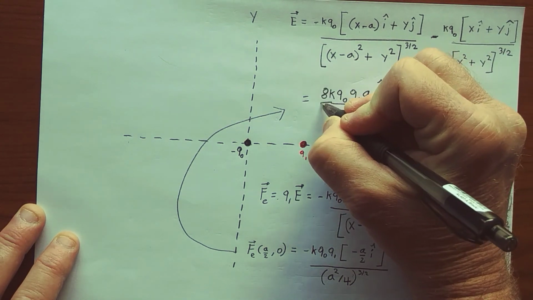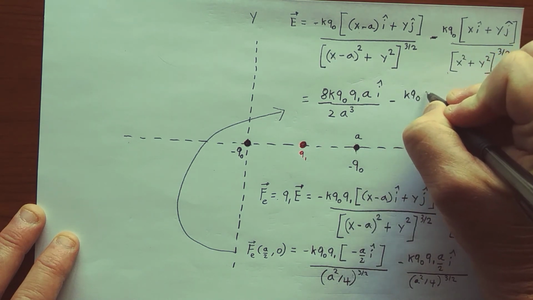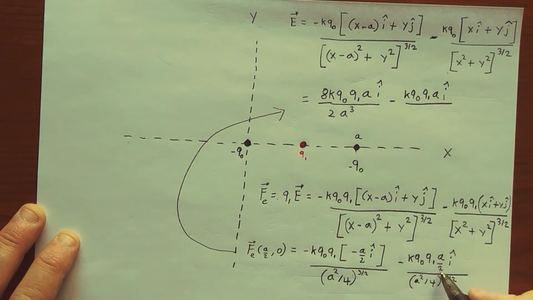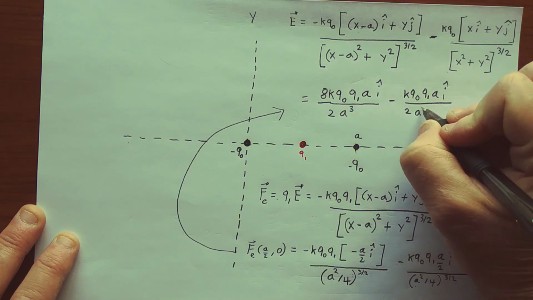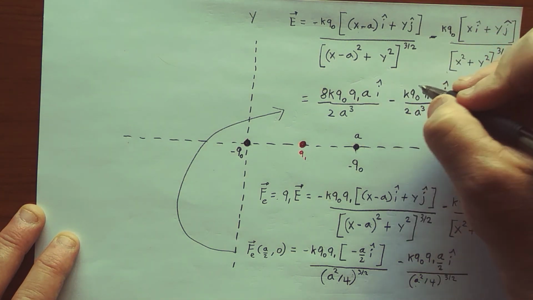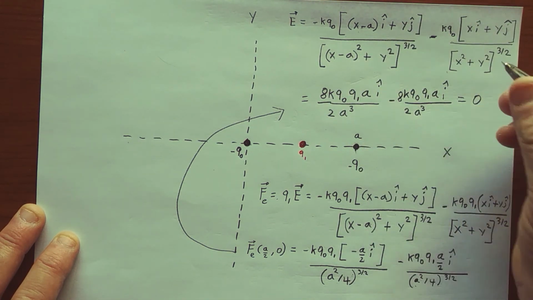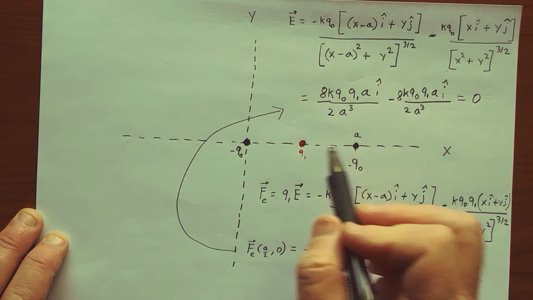And I can simplify. And here I have the same thing, but with a negative sign, so I get K Q naught Q1 a i hat over, I'll do the same thing I did here. So I'm going to take the 2 and put it down in the denominator. I have the a squared to the 3 halves. That gives me an a cubed. And I have the 4 to the 3 halves. That ends up in the numerator, so I have the 8 here. But these terms are the same, so in fact they cancel out. And we get what we expected: the net force on the particle here is 0.